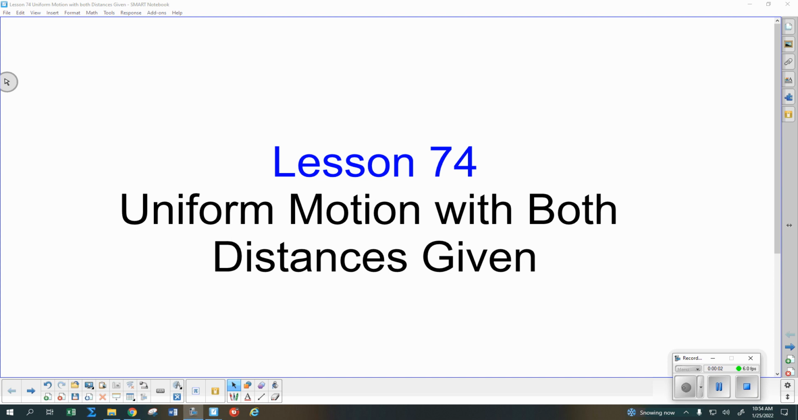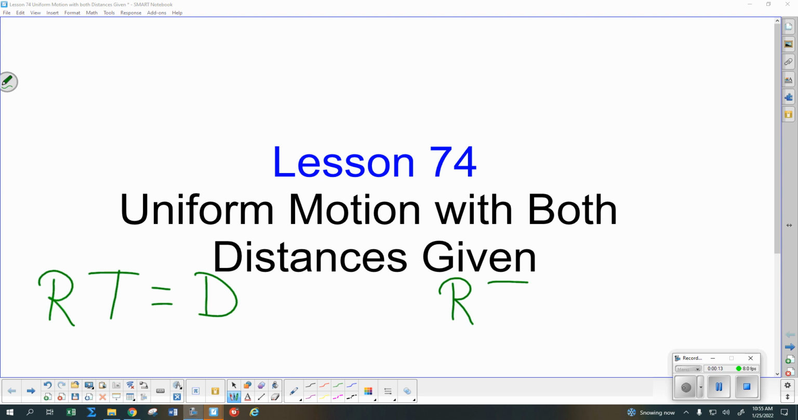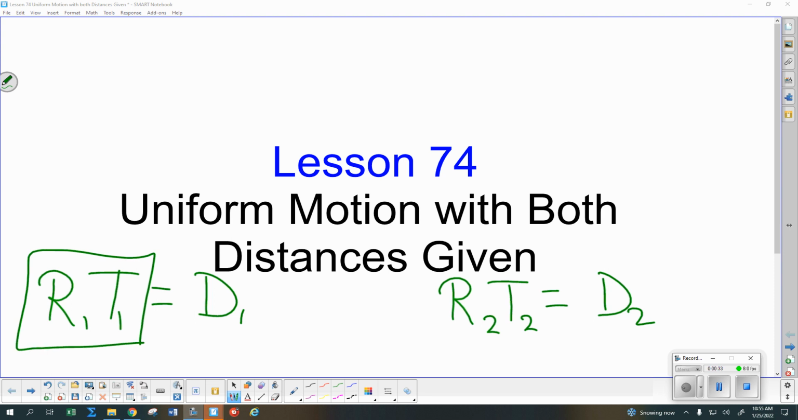So in our lesson today, more uniform motion. RT equals D, two situations for it. We'll generally have RT equals D with two sets of subscripts. But we are going to know what the distances are. We are going to know what R1 times T1 equals, and what R2 times T2 equals. They may be the same, they may be different from each other.